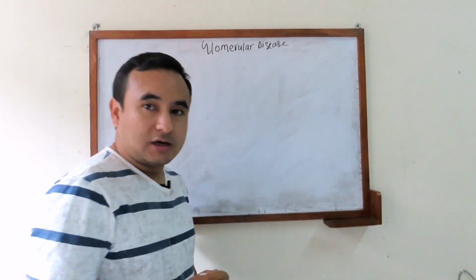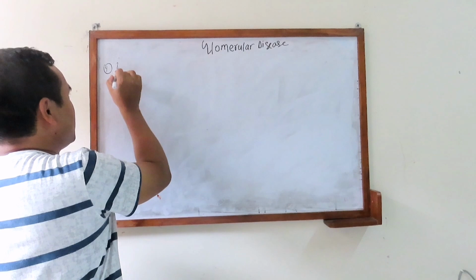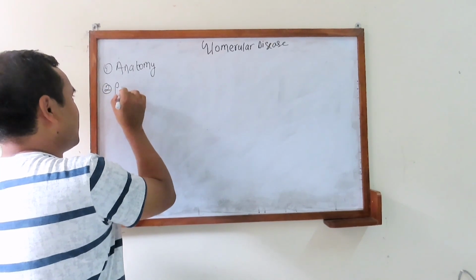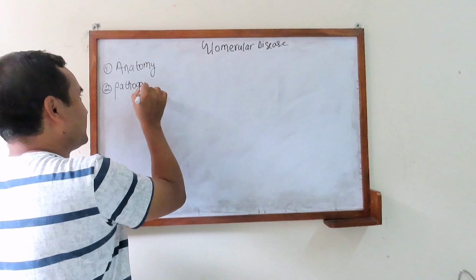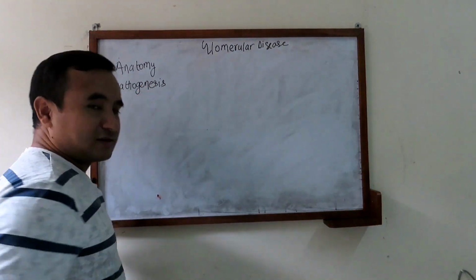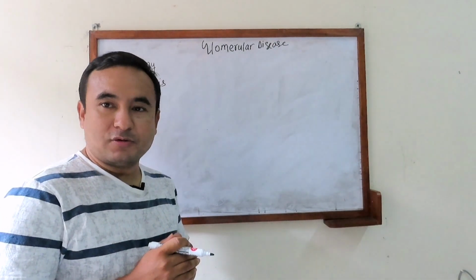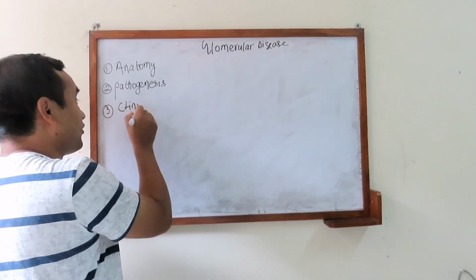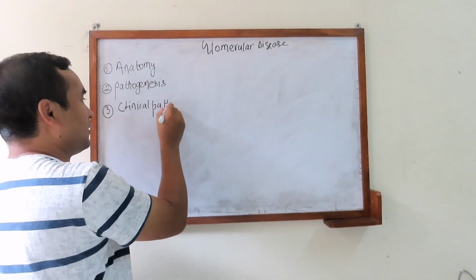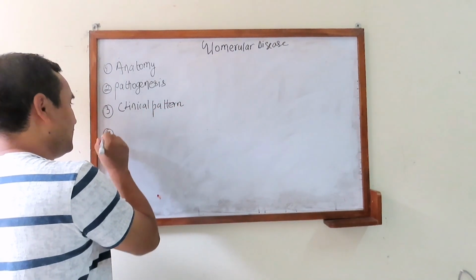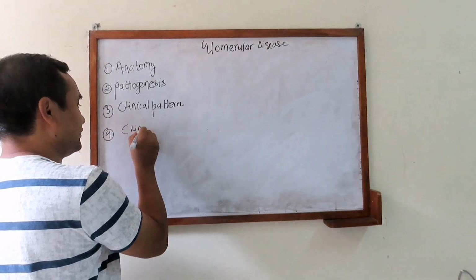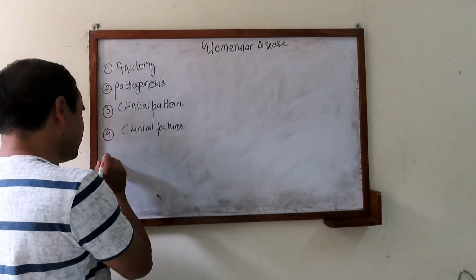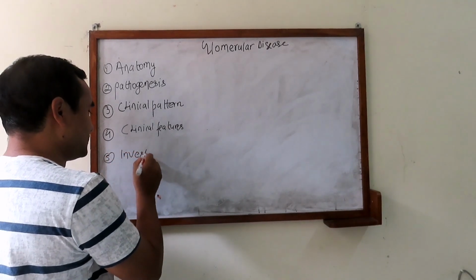In glomerular disease, first of all we will discuss the anatomy of the glomerulus, then the pathogenesis of glomerular disease, where we will give just a brief overview. Then we will also discuss the different clinical patterns of glomerular disease, the clinical features, and the investigation of glomerular disease.